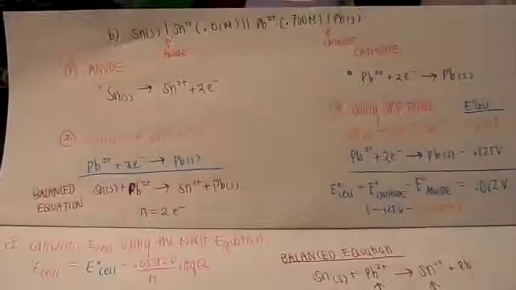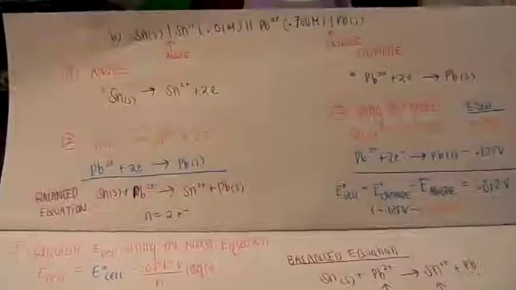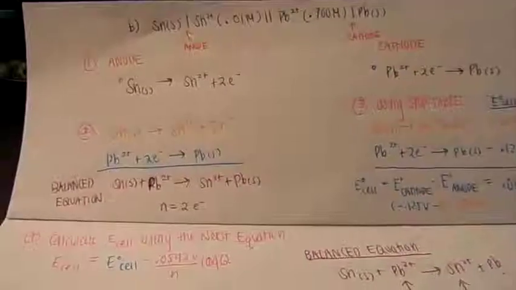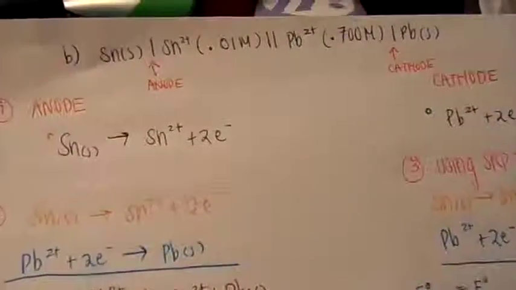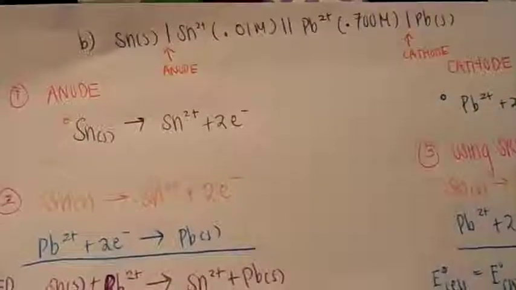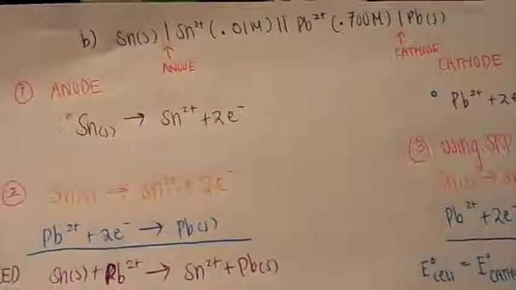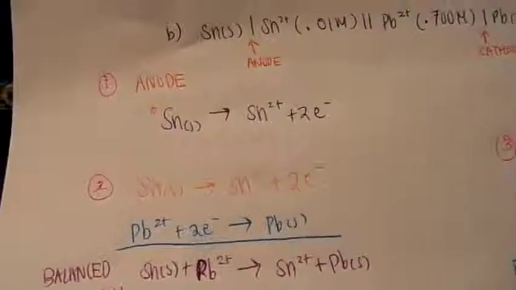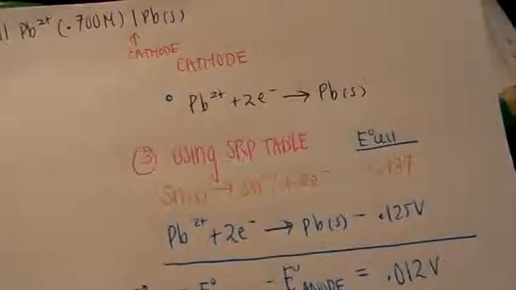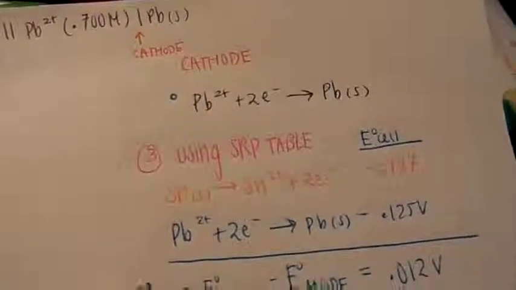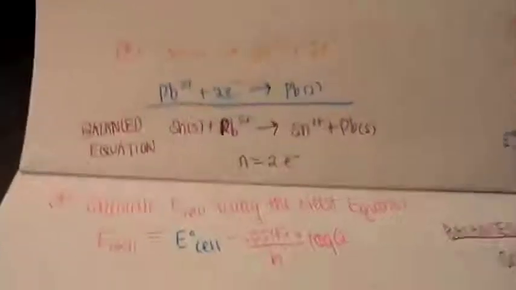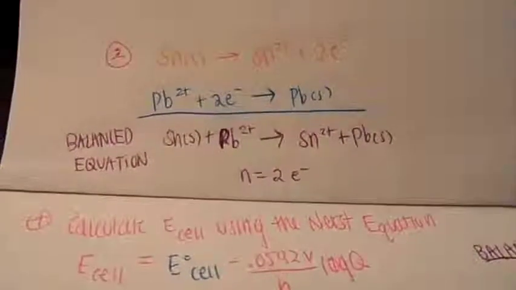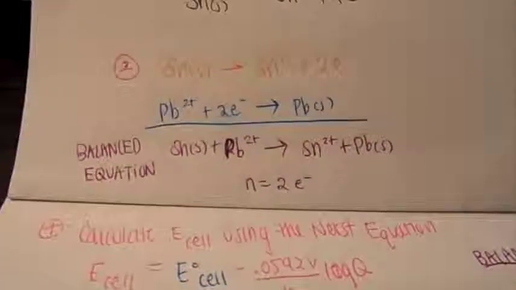Part B of question 2.9 asks similarly for the E cell potential under non-standard conditions given the following cell diagram. We see that yet again the anode is on the left and that the cathode is on the right, and that at the anode, oxidation is taking place of tin to tin 2+, and then at the cathode, reduction is taking place for lead from lead 2+ to lead. Balancing the half reactions, we see that 2 electrons are transferred during this process.